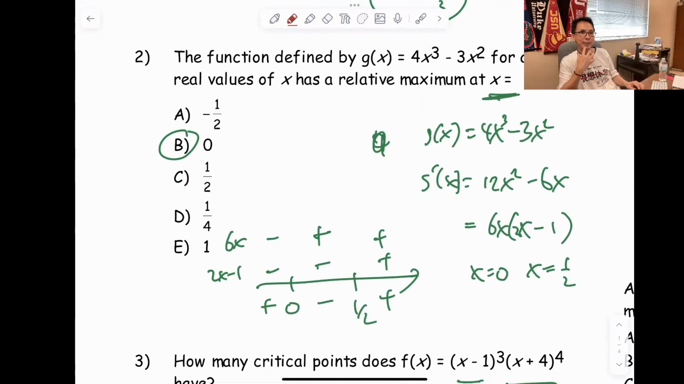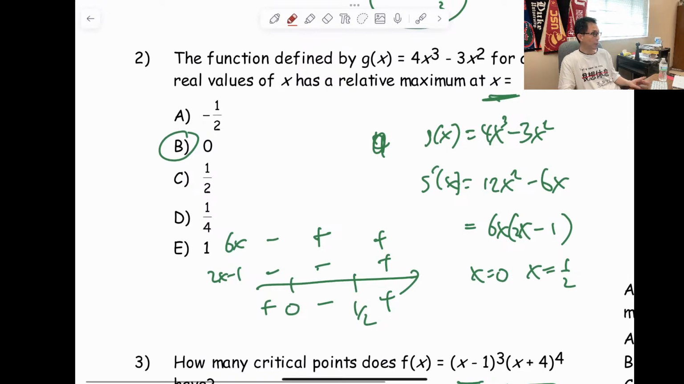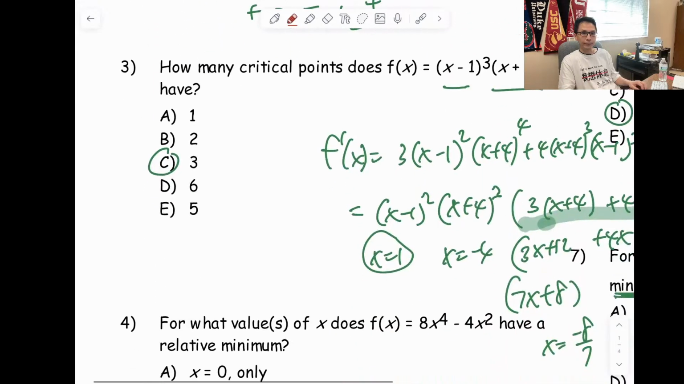You gotta factor out 6x, and you have to do a number line based on 0 and 1/2. You'll find out it's plus, minus, plus, which is the most general one. But you will see later it's not always this way. Gotta pay attention. Any questions here? No?